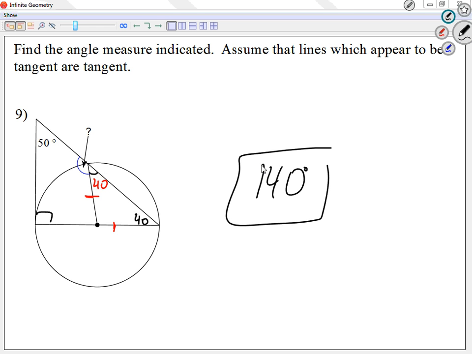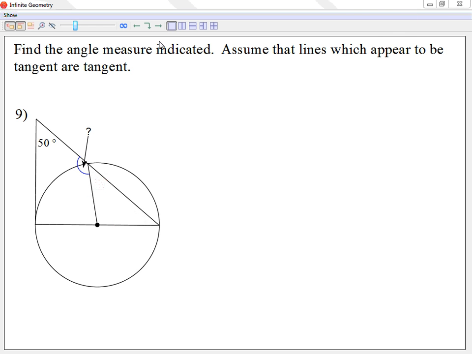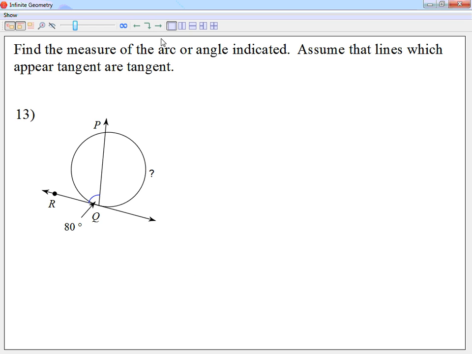So now, any questions from 7 through 12? No? All right. Let's move on to question number 13.